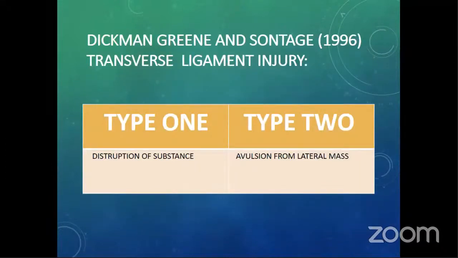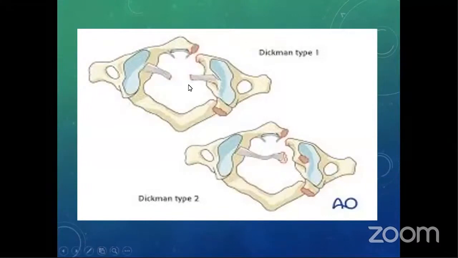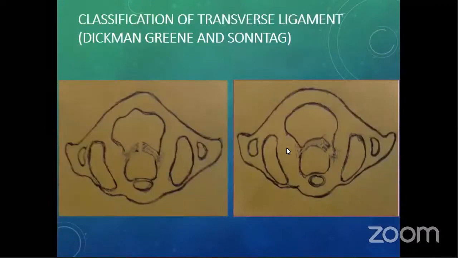So Dickman has classified the transverse ligament injury further into two types. In type 1, there is disruption of the substance of the transverse ligament. Whereas if there is avulsion from the lateral mass, then we will classify it as type 2 injury. This illustration will simplify your concept. Here you can see that in type 1, there is disruption of the substance of the ligament. Whereas in type 2, here you can see that this ligament has disrupted from its attachment to the lateral mass. This is another illustration showing the type 1 and type 2 of the transverse ligament injury.